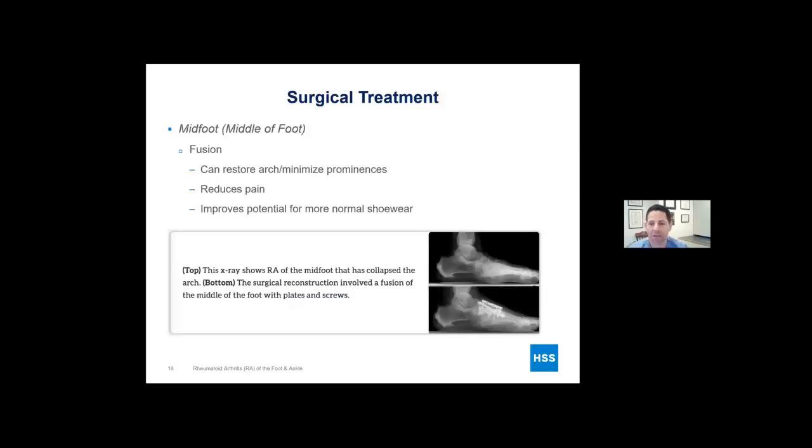Fusion is the most reliable surgical method to treat RA of the midfoot joints. If the shape of the foot is not normal, surgery is designed to help restore the arch and minimize the prominences on the foot. There are joint replacement implants available for joints on the outside of the midfoot. This may preserve some midfoot motion. However, the use of these implants is at the surgeon's discretion. These implants are not available for the joints on the inside of the midfoot. Although the foot cannot be returned to a normal shape, the goals are to reduce pain in the foot and improve the potential for the patient to wear more normal shoes.